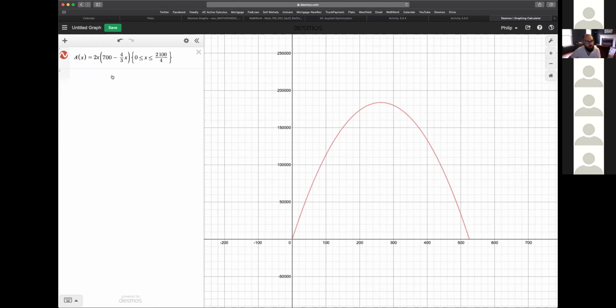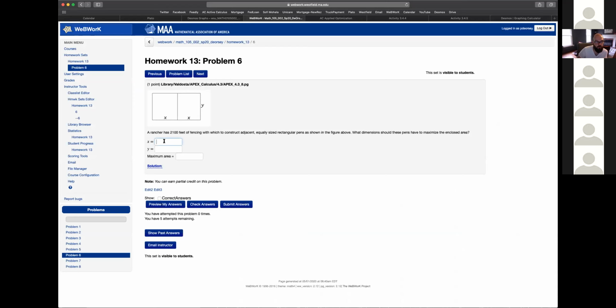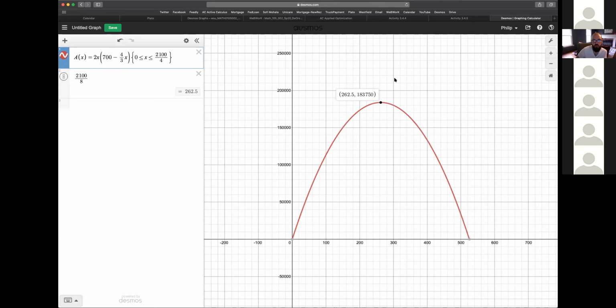And so what we should see is that the maximum value here occurs at 2100 over 8. Let's look at what that is: 2100 over 8 is 262.5. So this is our x, 262.5, and our area is 183,750. Let's go back over here. So this was 262.5, 183,750, and checking in here.